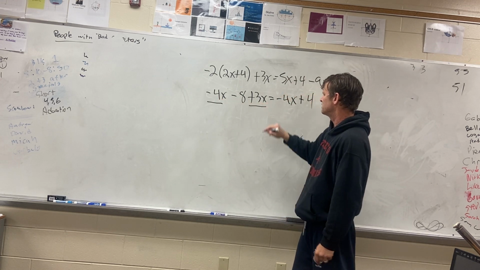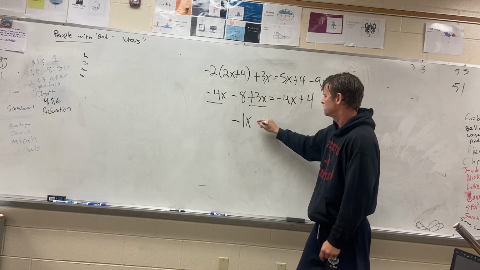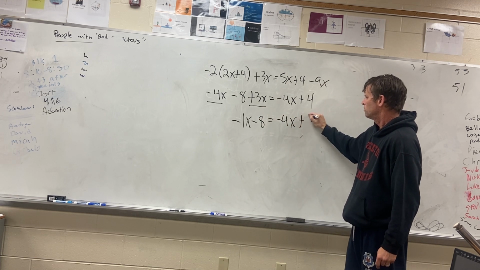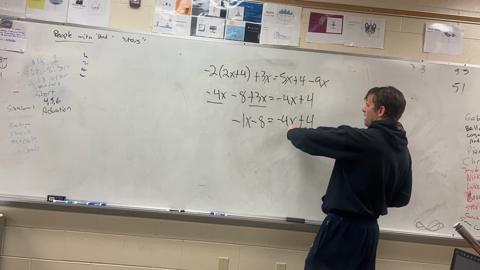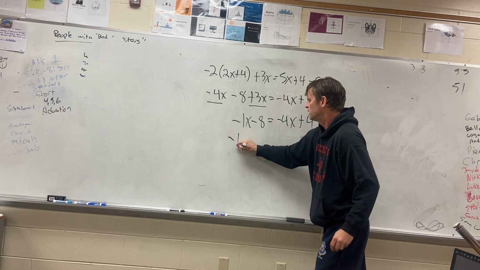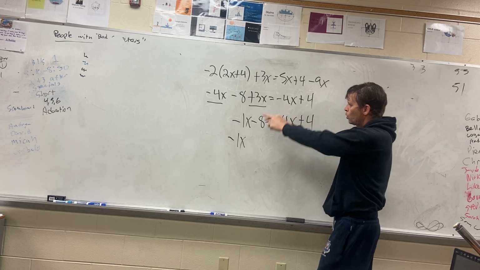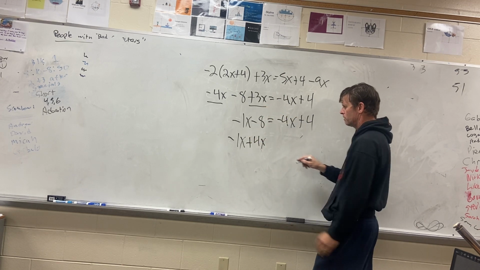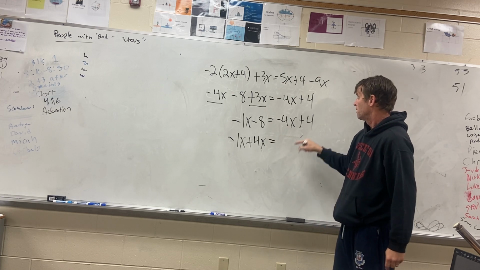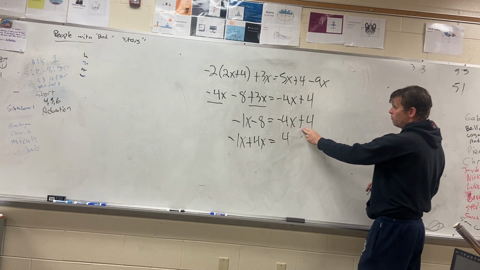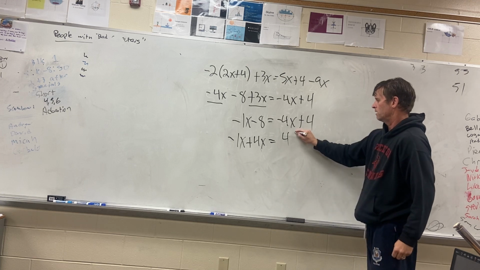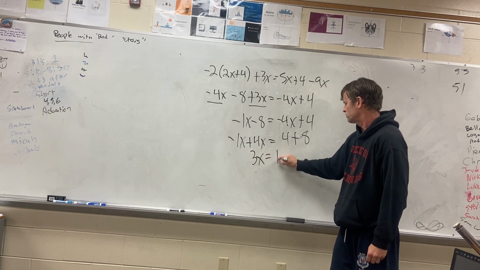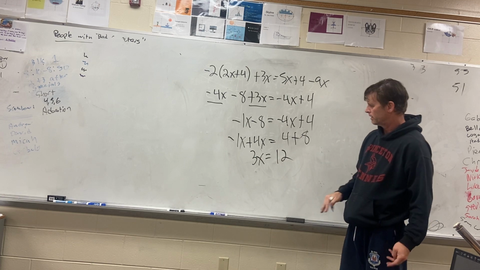Negative 4x and positive 3x, negative 1x minus 8 equals negative 4x plus 4. Get my x's on that side. Negative 1x plus 4x, right? If he's bad over here, he's good over here, equals 4. See, I got a positive 4. Fling the negative 8, plus 8. I get 3x equals 12. Divide by 3 and x equals 4.